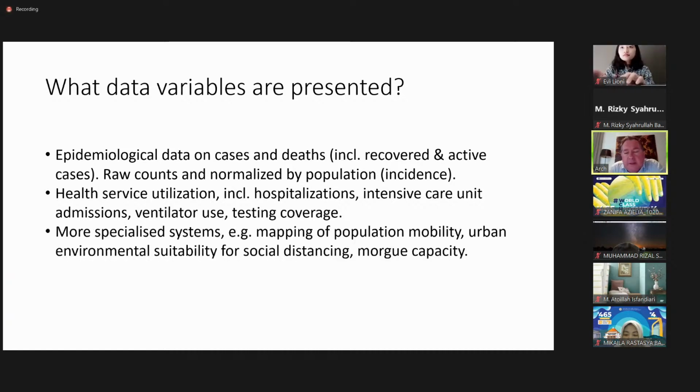And then there are more specialised systems that focus on particular areas of interest, which might be mapping population mobility, environmental suitability for social distancing, morgue capacity, etc. Some dashboards incorporate some modelled outputs. So, for example, risk predictions of different outbreak sizes. And of course, in the last 10 to 11 months, some of these dashboards are showing information on vaccination uptake and coverage.